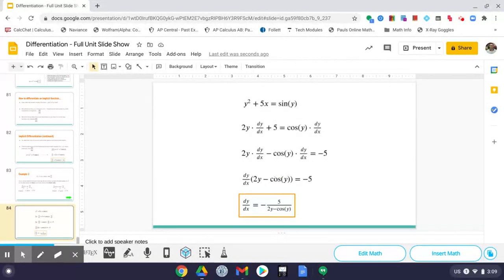Combine your like terms once you have all of your dy dx pieces over to one side. Factor a dy dx out, and then divide by whatever is left over.